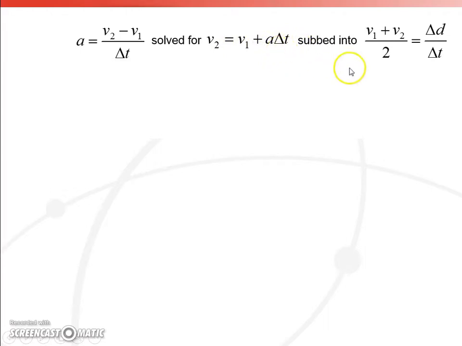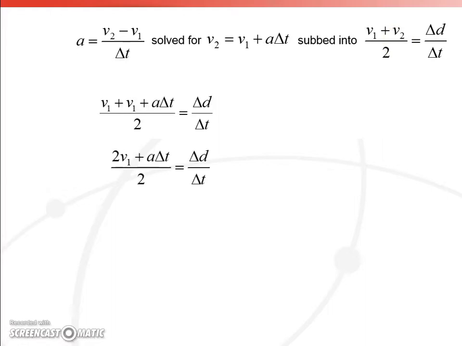We can take the average velocity expression and simply substitute in v1 plus a delta t into the v2 term. And we've done it here. And then from there, it's simply manipulating the algebra. We collect together the v1 terms. Then we can propagate the 2 into the 2 terms, getting v1 plus 1/2 a delta t equals delta d over delta t.